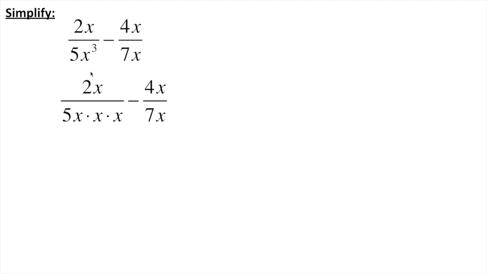Now, the reason why I rewrote these is because we're going to reduce these. If you'll notice right here, I've got an x on top and bottom here. So I'm going to go ahead and cross those off. Over here in the second portion, I also have an x on top and bottom. I'm going to cross those off. Okay, now that looks like my lowest form. So now I'm left with 2 over 5x squared minus 4/7.